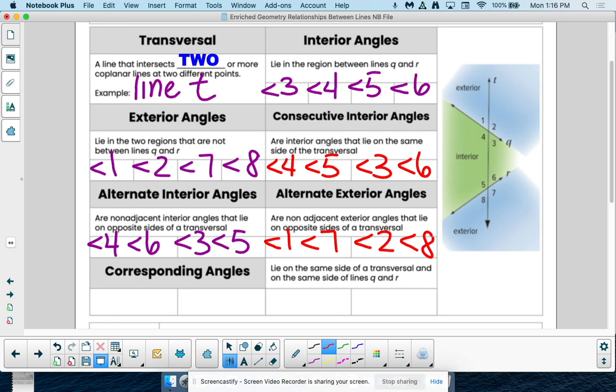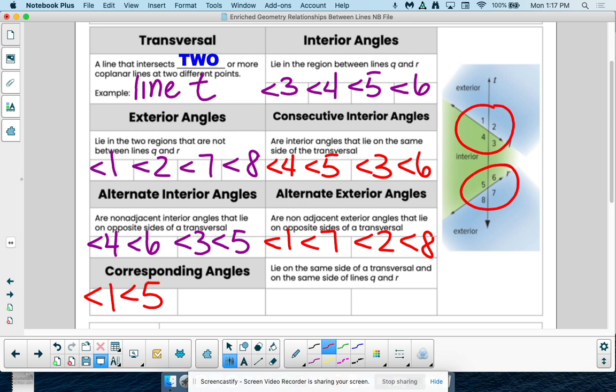And then the last kind of relationship we have is corresponding, and they're just in matching spots. So do you guys see how we have a group of 4 angles right here and another group down here? So corresponding angles would be in the same location. So like angle 1 is in the top left corner. What's in the top left corner down here? Angle 5. Right? Top left, top left. So angle 1 and angle 5 would be corresponding.